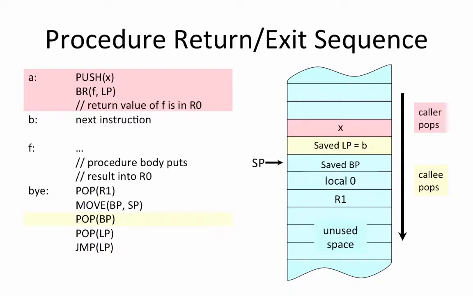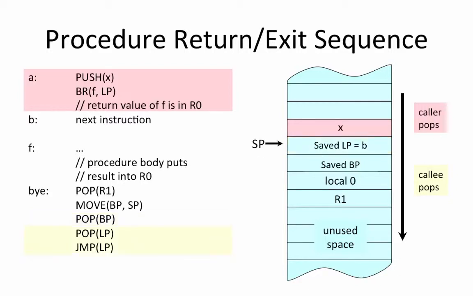Restoring the BP register is particularly important for nested procedure calls. If we did not restore the BP register, then upon return, the calling procedure would no longer have a correct base pointer, so it would not be able to rely on the fact that its first argument is located at location BP-12, for example.